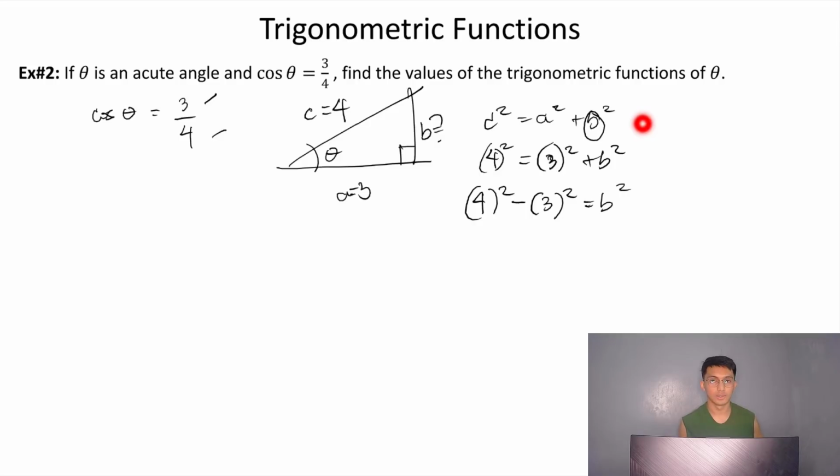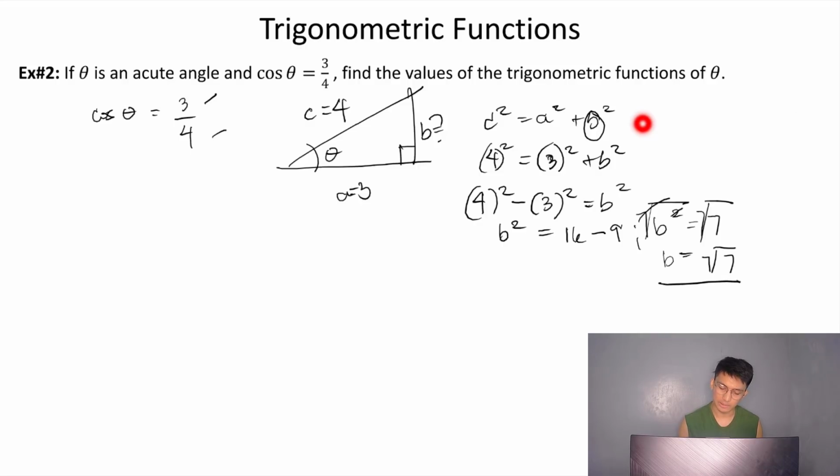Solving for B square, i-reverse natin yung equation. We have B square is equal to 4 square, which is 16, and 3 square is 9. So, 16 minus 9, we have B square is equal to 7. But we are only solving for B, so square root ng both sides para makancel yung 2. So, B now is equal to square root of 7. Ito na po yung ating value ng isang side natin.